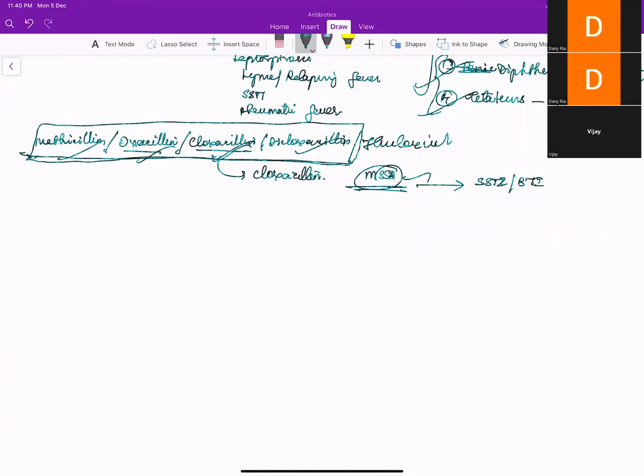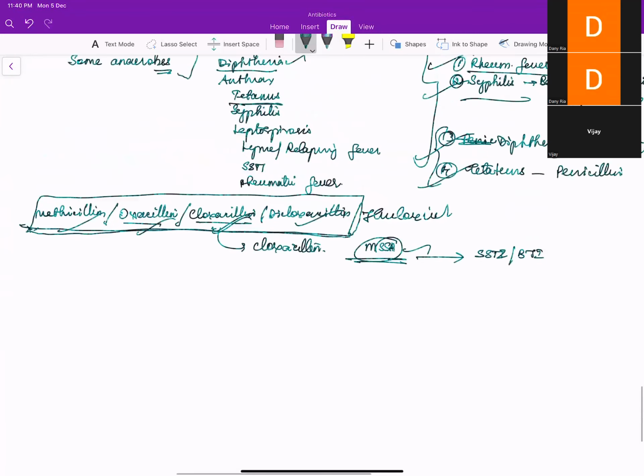Mostly what do we give? Oxacillin. In our hospital, dicloxacillin is given. In the government setup, cloxacillin comes, 500 milligram IV Q6 hourly. That is cloxacillin.